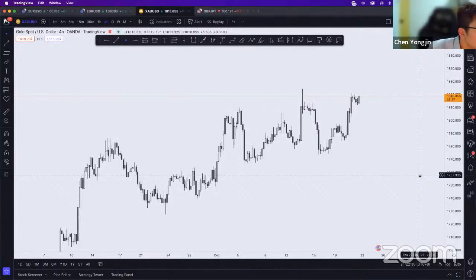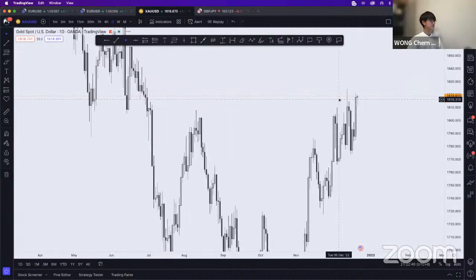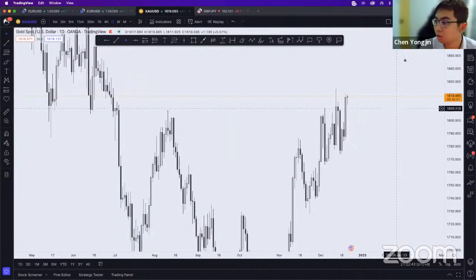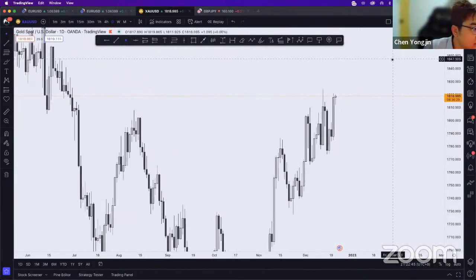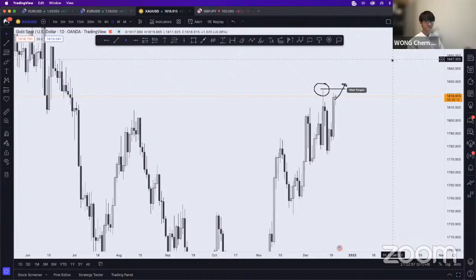Can we move on to the daily chart first? Okay, let's talk about the daily chart first. Just a quick look at the daily chart on gold. Price seems to be inching forward to clear this previous daily high. So this is an area that I'm looking out for potential longs to the upside.